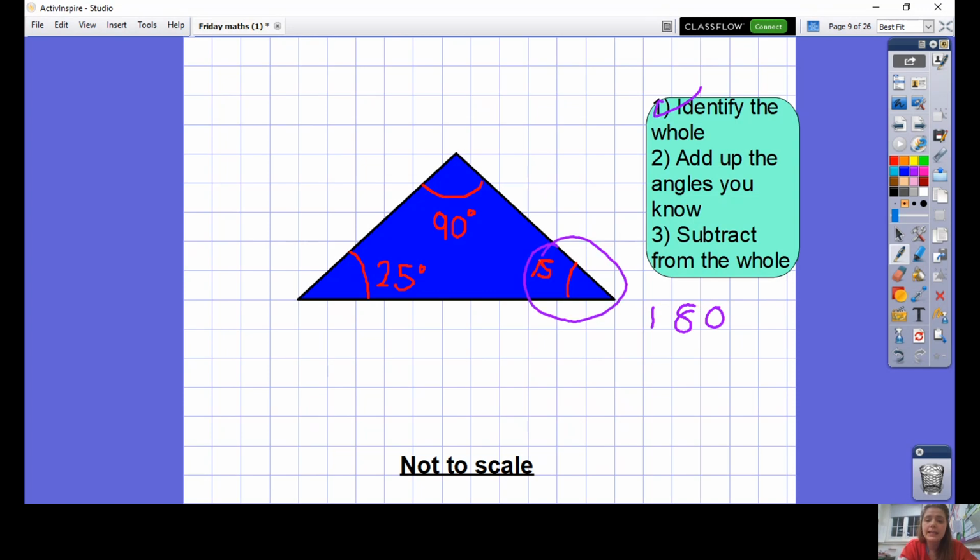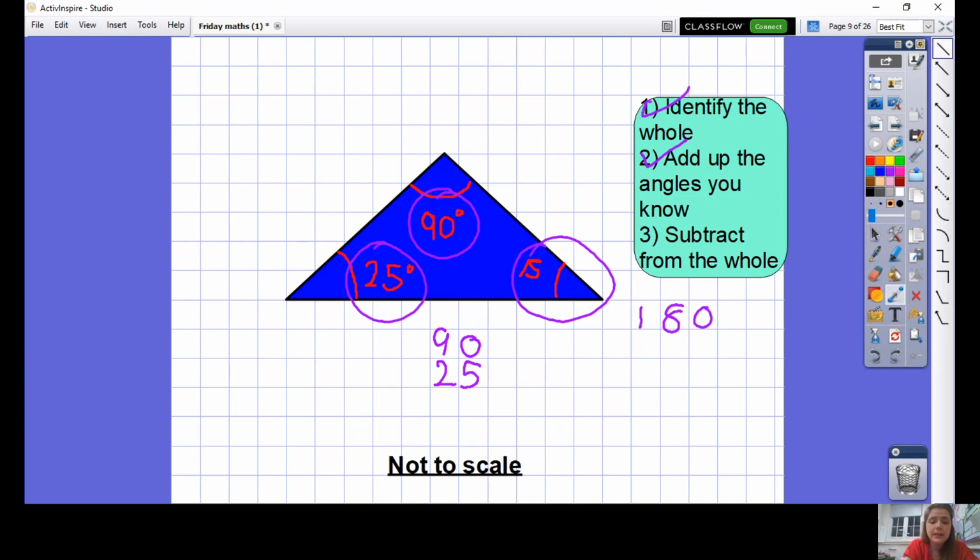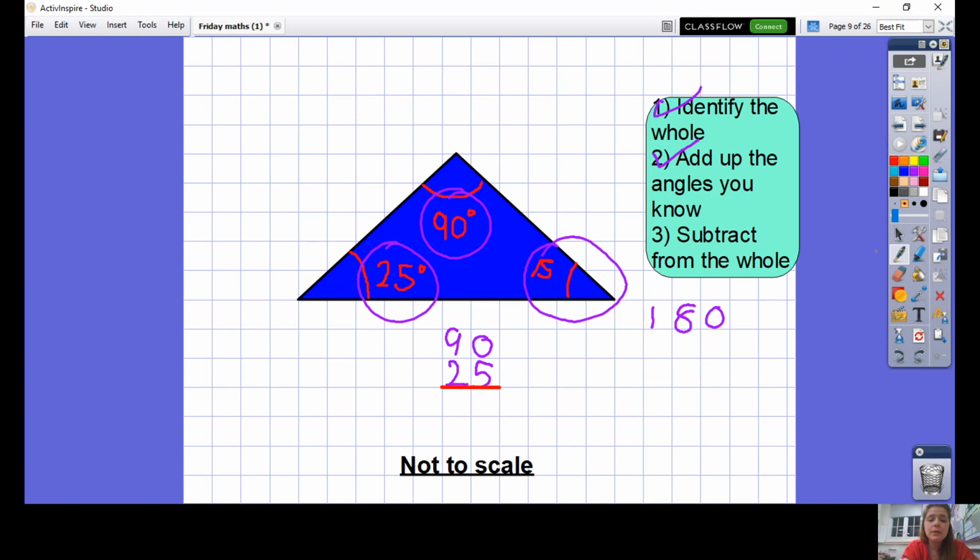I'm looking for angle S here. So first, I need to add up the angles that I do know. That, in this example, is 90 add 25. In your work today, I expect to see both calculations to show what you're doing. If you've done a mental calculation to do 90 add 25, you just need to write out what you did like this. 90 add 25 is equal to, and put your answer there. If you used a written method, write it out using the written method.